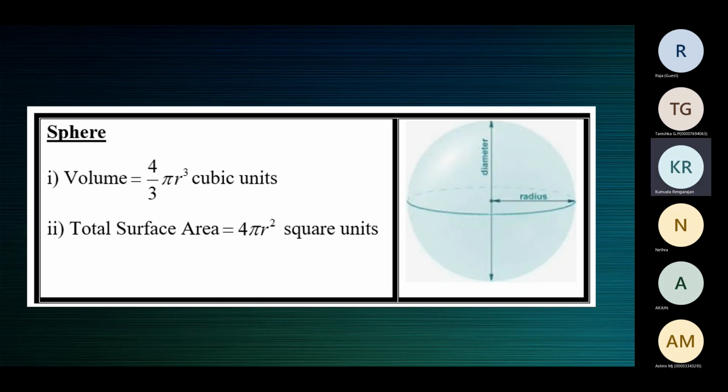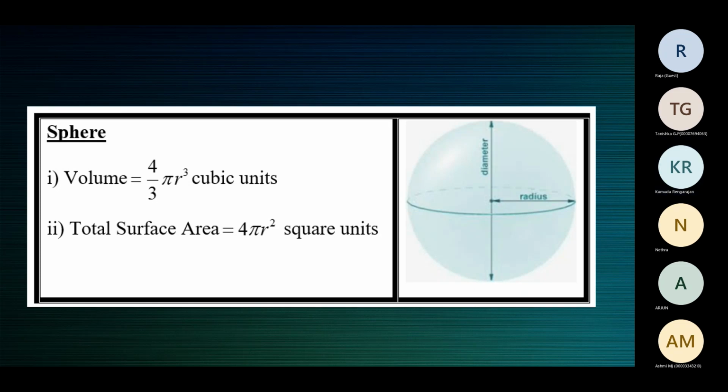Volume of the sphere is equal to 4/3 pi r cubed. What you can see here is h is not there. Everywhere there was h, no? Because when it comes to area, we do not have h. Since the sphere does not have a uniform cross section, just remember the formula: volume of a sphere is equal to 4/3 pi r cubed cubic units.